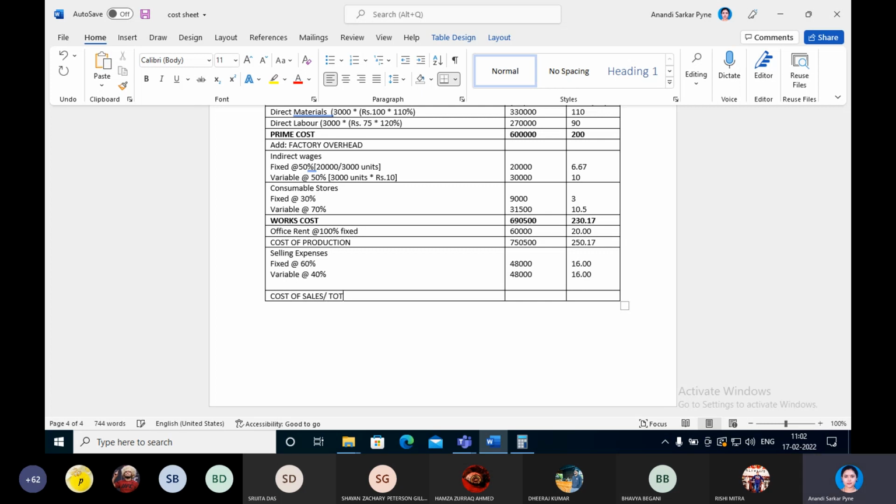So therefore the cost of sales, the total cost, will be how much? Ma'am, the calculation will be 3,000 into 16. It will be 8,46,500, and per unit 282.17. Absolutely.